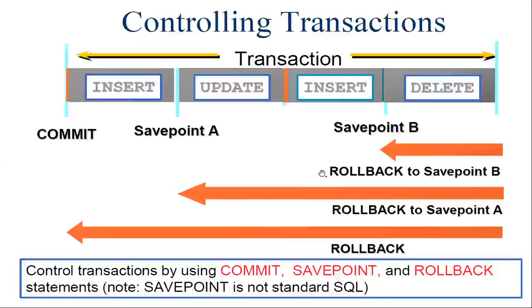And here we'll just try to understand what a save point is, what a commit is, and what a rollback is from this example diagram. Here the first part has insert, update, insert and delete. It is actually a transaction. A single transaction has multiple statements: an insert statement, an update statement, an insert and a delete statement. Suppose you consider this as a transaction.